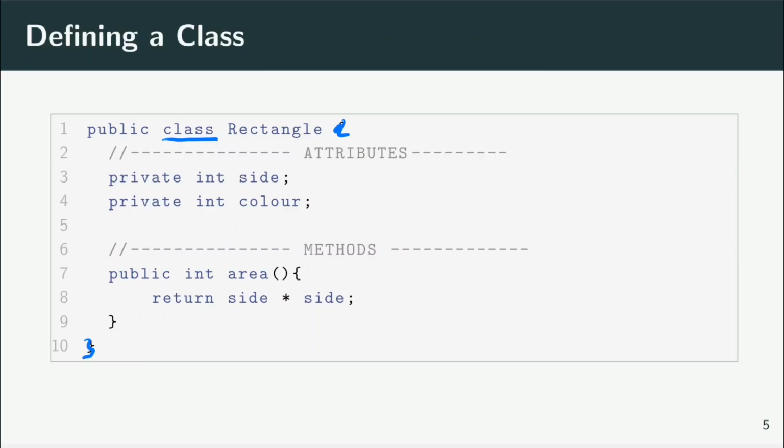Now, what do we have? We can have attributes, and these are just variables declared in that namespace of the class. And you can have methods that we've seen before.